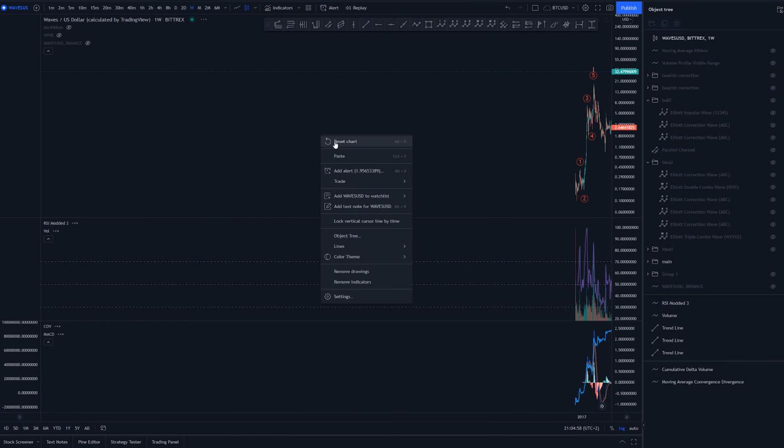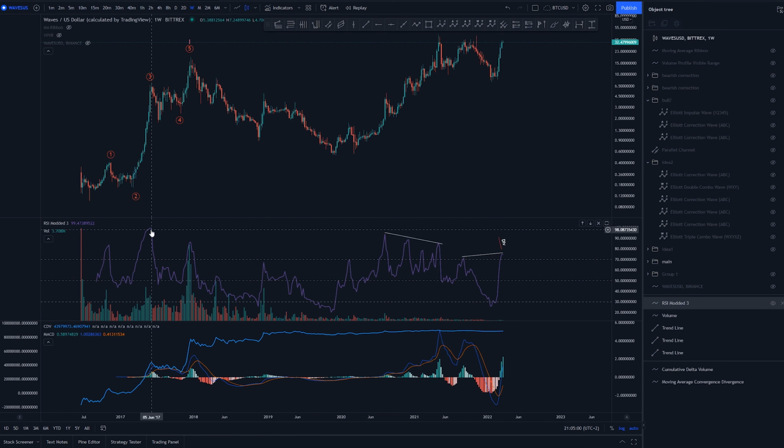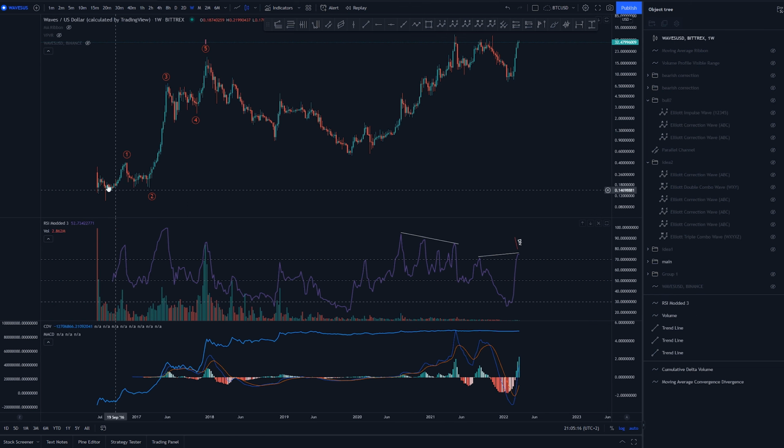Let's go to the weekly and see the highest RSI reading to date is here on the 3rd of the 1st. It is 99 something. That is huge, and obviously we're going to get bearish divergence here between these two peaks and expect downwards.